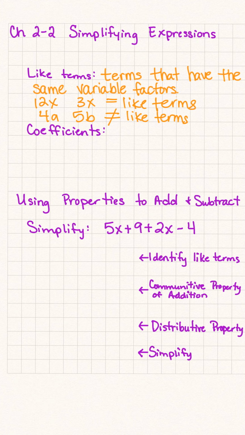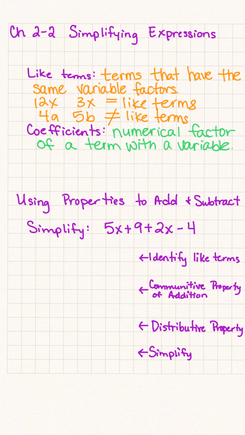The next thing we want to know is coefficient. A coefficient is the numerical factor of a term with a variable. Write down the following terms: 12x, 5b, 3xy squared, 5 plus 2 times m.